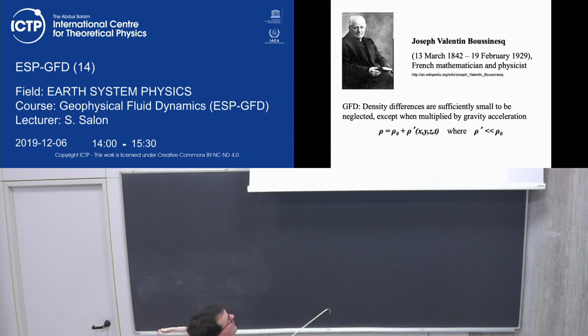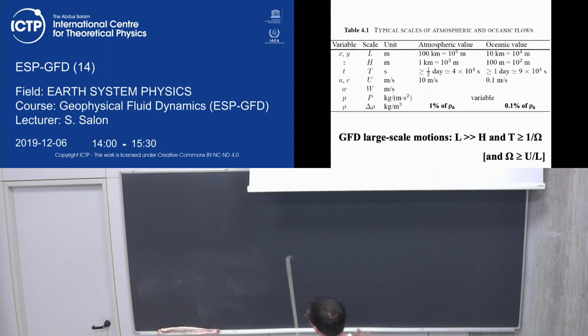Then we understood that it is quite difficult to solve these equations, so we started to say, okay, how can we simplify these equations in order to find some meaningful solution for GFD phenomena. And the first approximation was the Boussinesq approximation, which says that the density can be written like a background density, rho zero plus rho prime, because in nature we can say that density variations, both in atmosphere and ocean, are very small with respect to the background density. But we are not satisfied, because even with the Boussinesq approximation, the equations remain quite difficult.